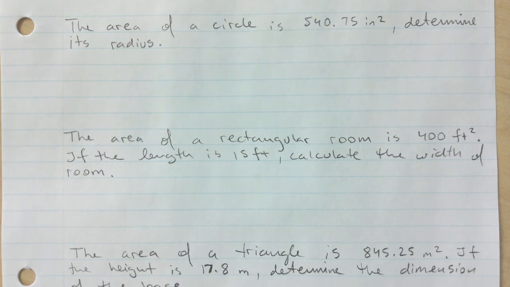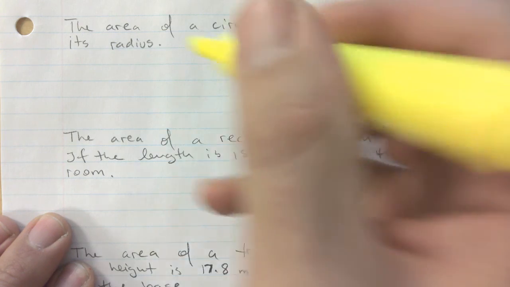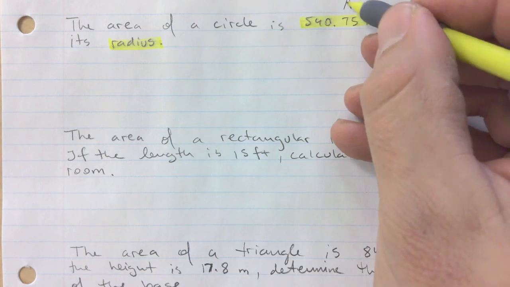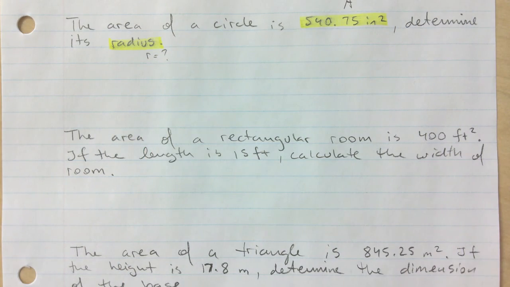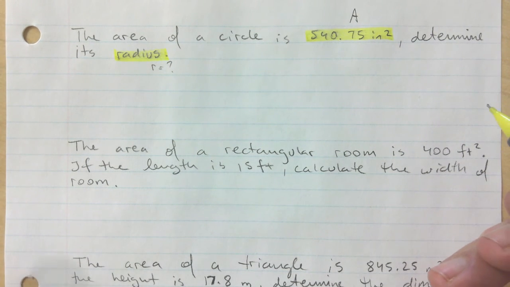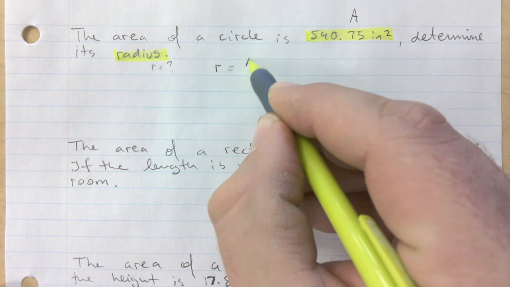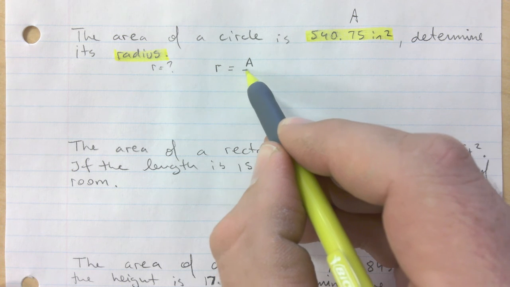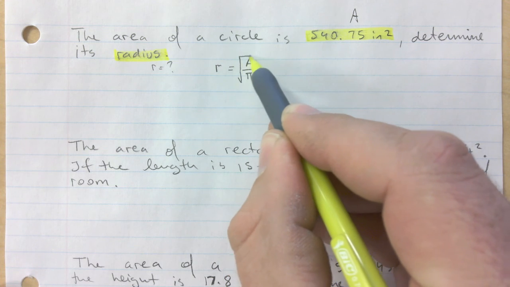Okay. So here we go. You're given the area of a circle, right? So that's there. Determine the radius. Okay. So A is given, radius is unknown. You go back to your formulas, which you should at this point have on your formula sheet, right? You know that the radius is equal to the area divided by pi and all that square rooted.